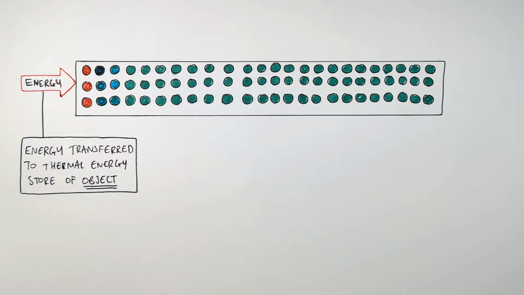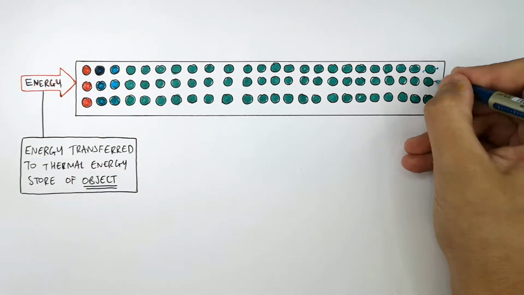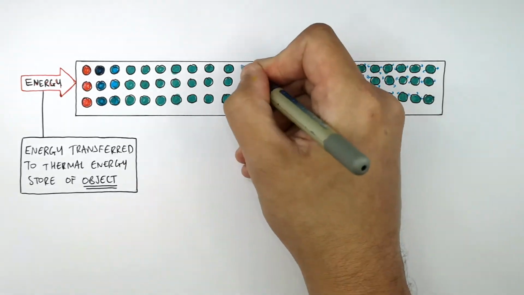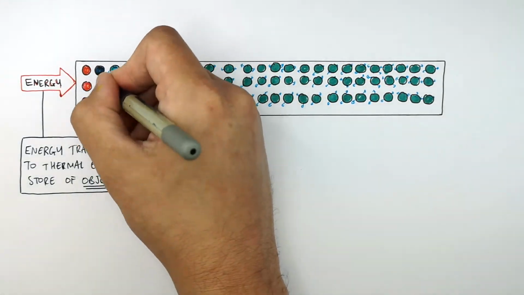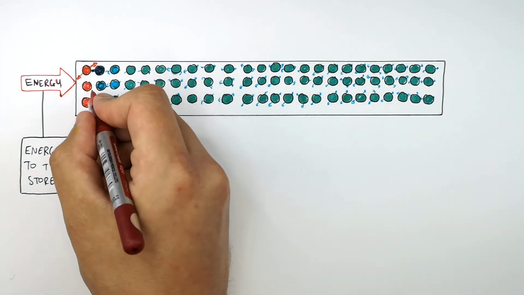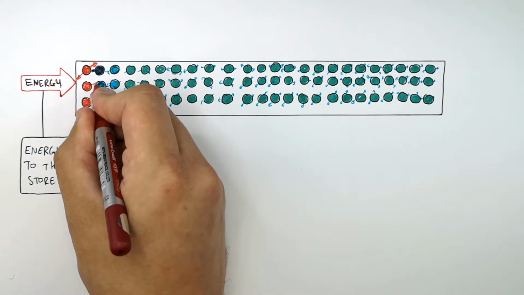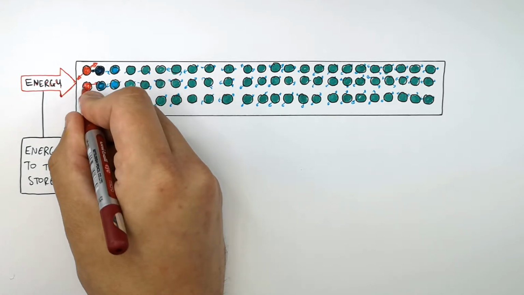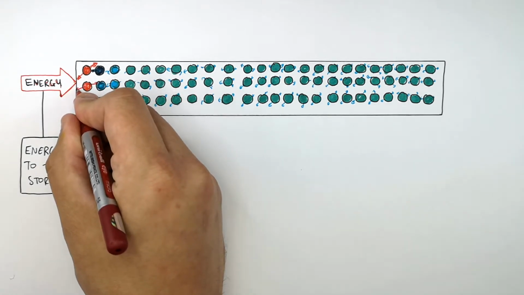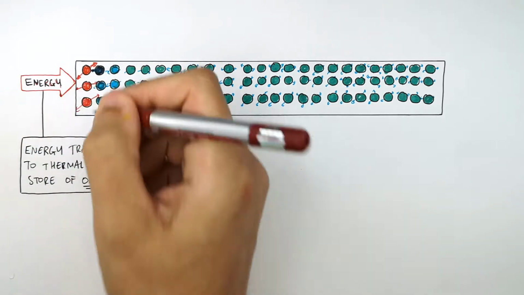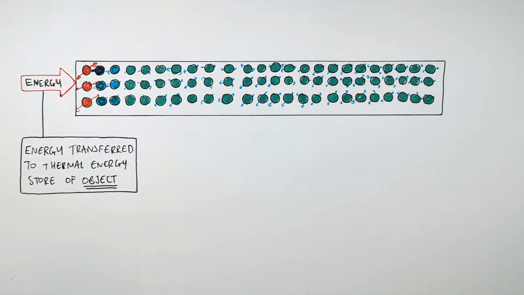All these particles that I've coloured in blue have a lower temperature than the particles that I've coloured in red. This is because they are vibrating less. There is less energy stored in these particles than in the particles that have just had energy transferred into them. So these particles, whereby energy has been transferred into them, are vibrating more. So they have more energy stored in their kinetic energy store.